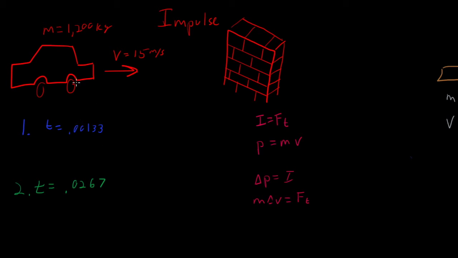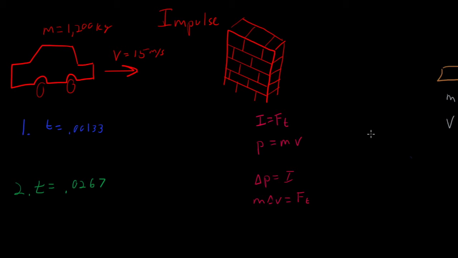And so we're going to apply that here first. We're going to have a car with a crumple zone and without a crumple zone running into a brick wall at 15 meters per second. And we're going to see how that changes the force that is experienced by the car, and thus the force experienced by the driver.